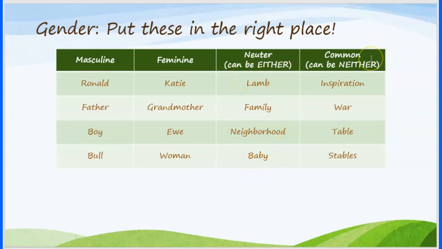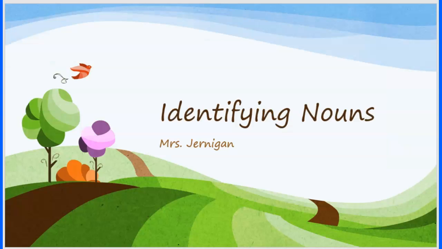And then finally, common. Those are the ones that just can't be anything. And those would be inspiration, war, table, stables. Remember, neuter can be either, common can be neither. And try to remember that little trick. So you're going to move on and do your homework from this section. And if you have any questions, you can bring those to class on Wednesday.